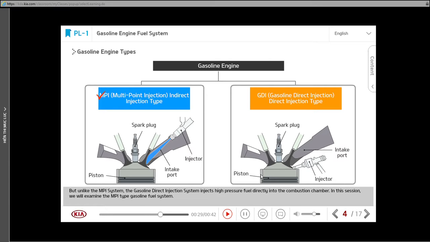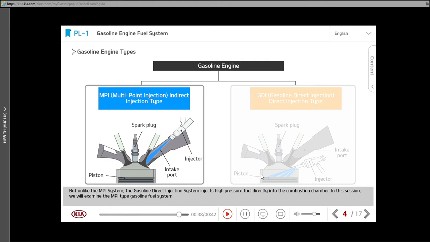But unlike the MPI system, the gasoline direct injection system injects high-pressure fuel directly into the combustion chamber. In this session, we will examine the MPI type gasoline fuel system.